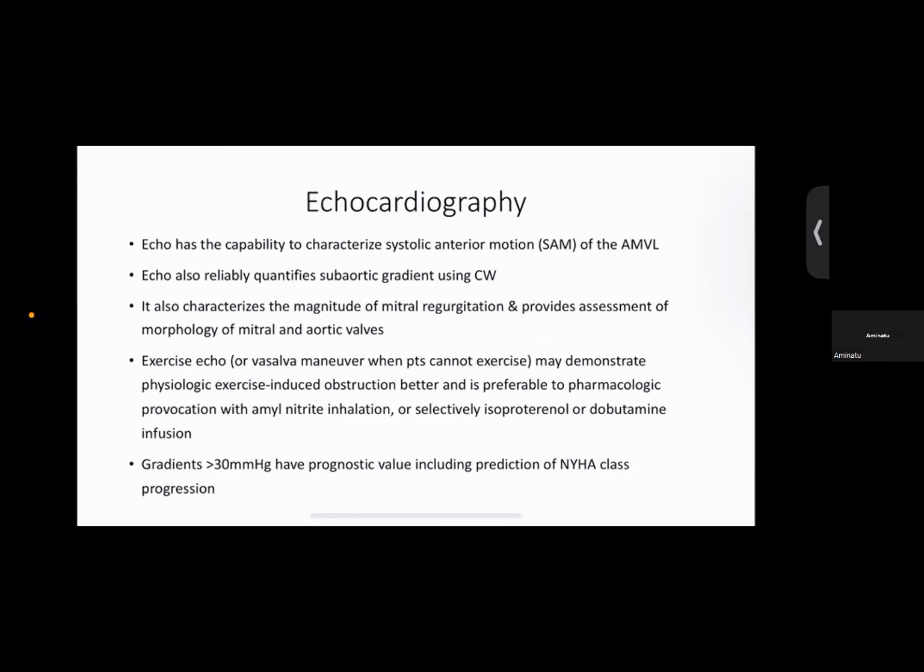It also characterizes the magnitude of mitral regurgitation, and provides an assessment of the morphology of the mitral valve. It will demonstrate physiologic exercise-induced obstruction better, and is preferred to pharmacologic provocation that is done with some agents. Then the gradient of more than 30 millimeters of mercury has prognostic value, including prediction of New York Heart Association class progression, so for those that progress to heart failure. So during echo, finding a gradient of more than 30 has a prognostic value.